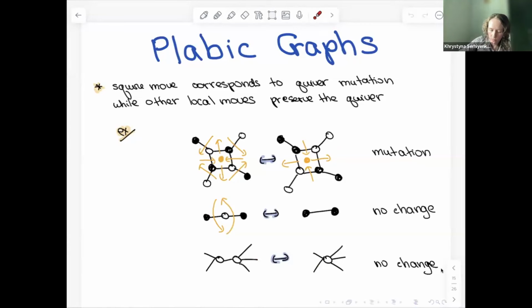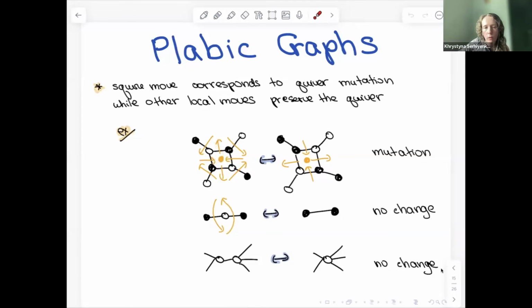So if you do this first move, the square move, where you have a square and you change the colors, this actually corresponds to a quiver mutation. This is just an example of that, something you can check. So for example, in this configuration, let's say you have this arrow coming in and this arrow coming out.